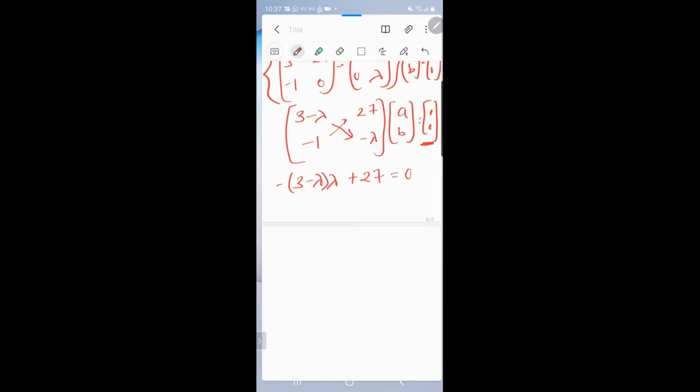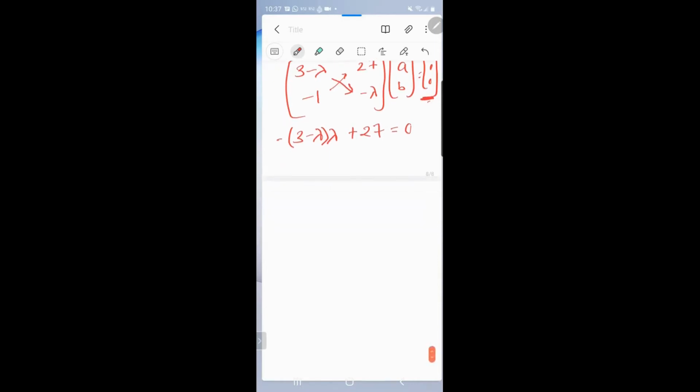So only when the determinant of this matrix is 0, then we get a 0 vector. That's a claim, and I'll send out some notes on why that is, if you are interested in learning why it is so. So what does this become? We get minus 3 lambda plus lambda square plus 27 equal to 0. For those of you who know how to solve quadratic equations, what is the solution for this one? What are the values of lambda?